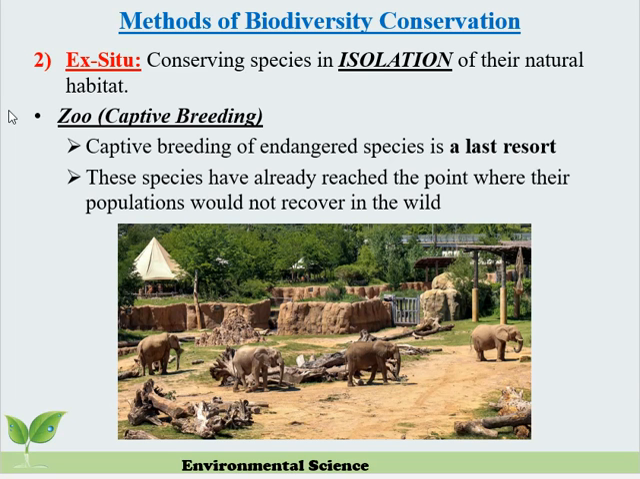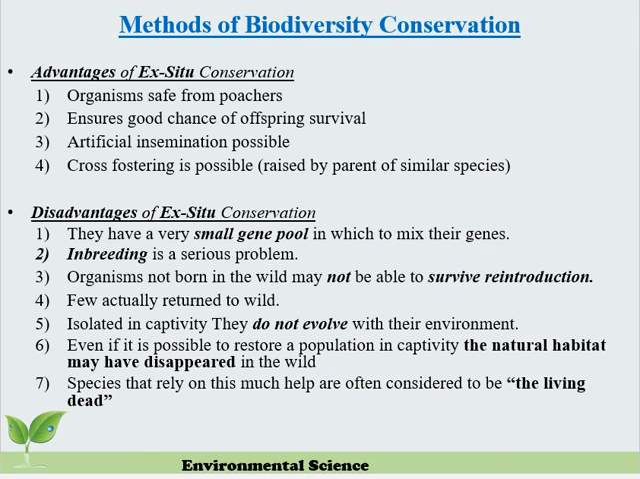But if you're talking about conservation of an endangered species, one that is taken to a zoo and taken out of their natural habitat, most often it's because their populations just don't have the ability to recover naturally. So again, it's the last resort, but sometimes the circumstances are so extenuating that they don't really have a choice. So the advantages and disadvantages. Again, you can see it flip-flops here. It should make sense that if in situ is the preferred method and ex situ is not the preferred method, there should be more disadvantages.